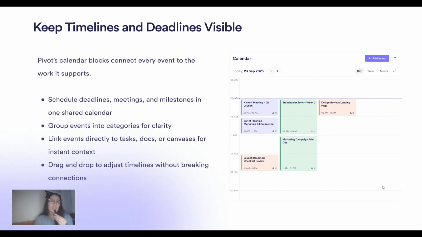Keep timelines and deadlines visible. Pivot's calendar blocks keep your timeline visible. You can use them to schedule key deadlines, plan team meetings, track milestones, and group events into categories. Each calendar event links back to tasks, docs, and canvases or databases. So everything is connected. And if the timeline shifts, you can drag and drop to update events without losing the context.